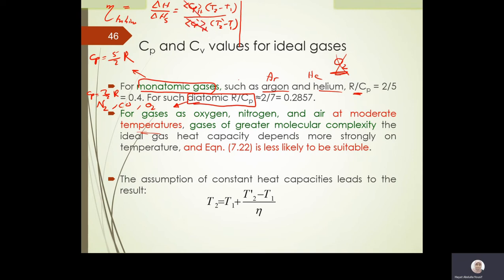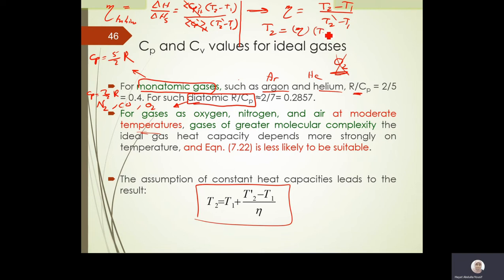And if it has been cancelled out, then the equation can be simply written as follows. Okay? I want to clarify one more thing here. Efficiency is equal to T2 minus T1 over T2 dash minus T1. In other words, if I want to find T2, it's simply the efficiency times T2 dash minus T1, plus T1.